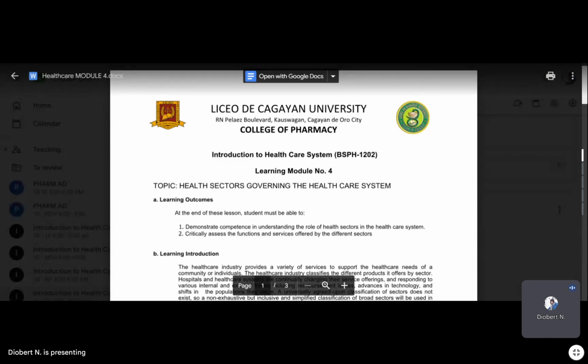Learning outcomes: at the end of this lesson, the student must be able to demonstrate competence in understanding the role of health sectors in the healthcare system, and number 2, critically assess the functions and services offered by the different sectors. Okay, you have the learning introduction here.